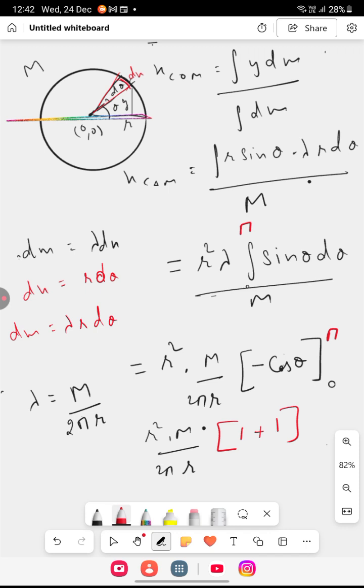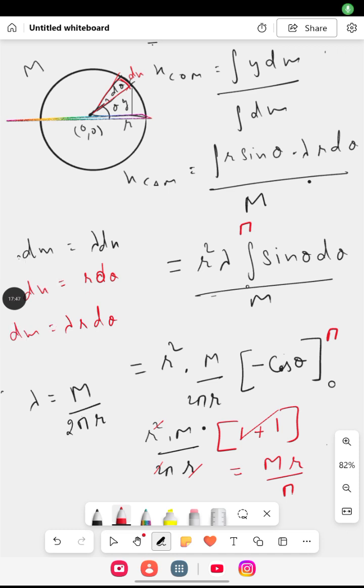So this 2 will cancel, this r will cancel, and we get M r upon pi. So our center of mass for half ring is, there is some problem, sorry, some mistake here. Let's see.